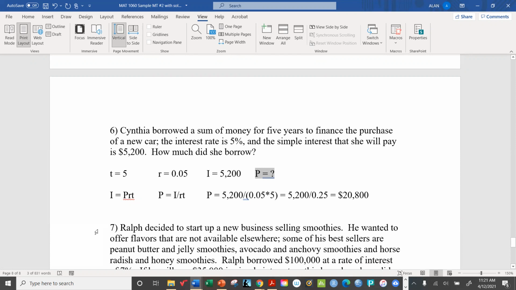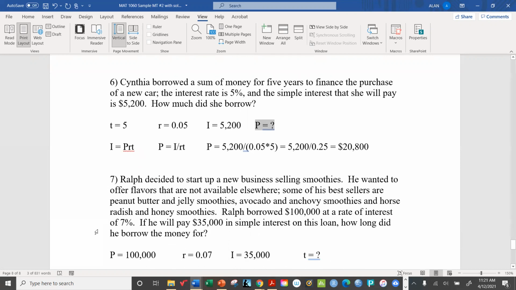But the thing is, he wants to sell flavors that are not available elsewhere. He discovers that some of his best sellers are peanut butter and jelly smoothies, avocado and anchovy smoothies, and horseradish and honey smoothies. Okay, well, there's no accounting for taste, is there? If they sell, they sell. He's going to sell these because people want them, apparently.